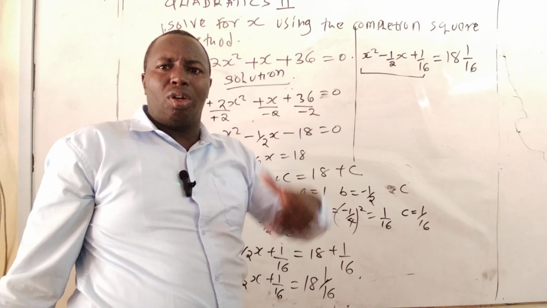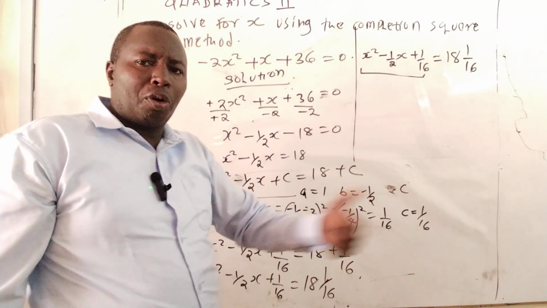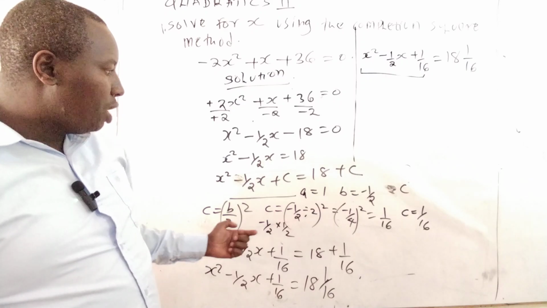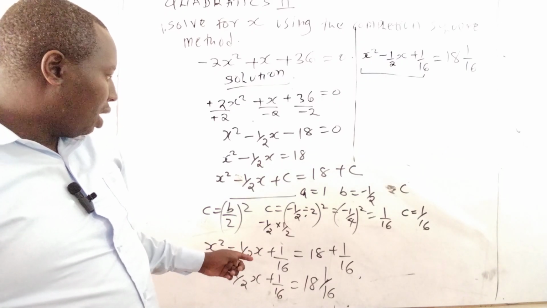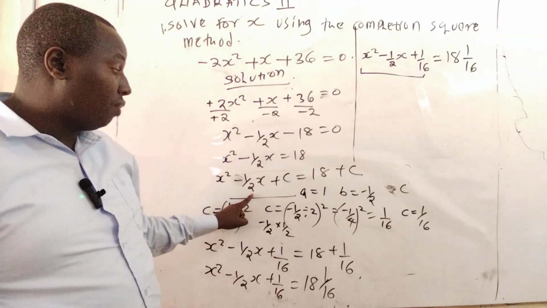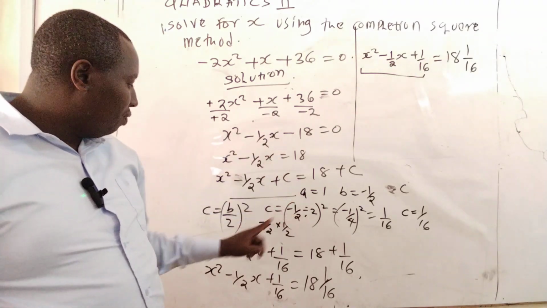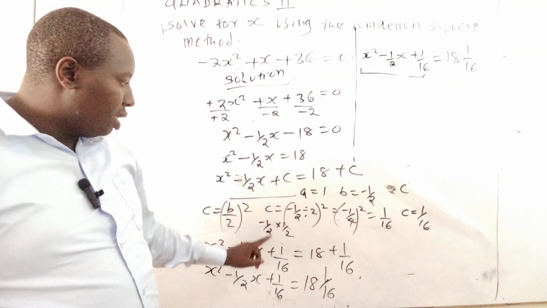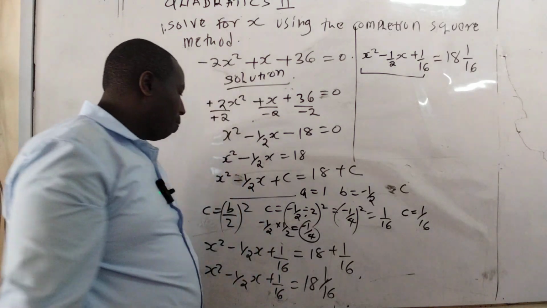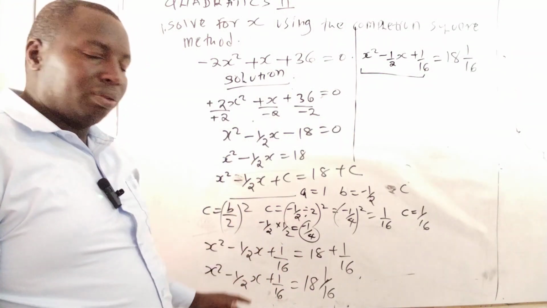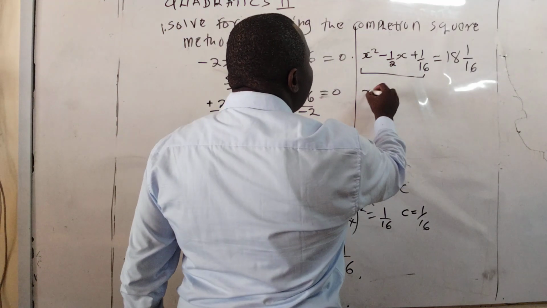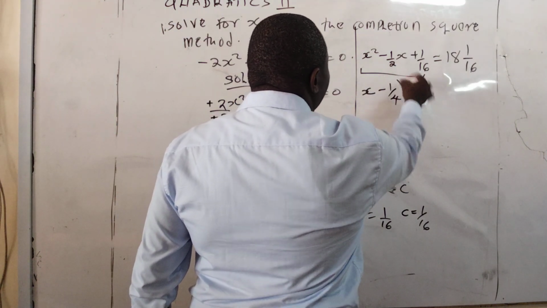And how do you factorize? You don't again find a, b, c, the product and sum, as in the product method. No. Our b was negative a half. What is b over 2? The value that you got here was negative a quarter. That was b over 2. The b over 2 that you got here, when you factorize this, you get x minus a quarter.